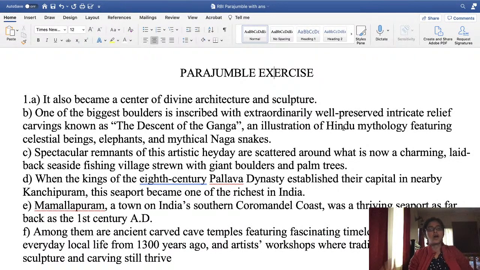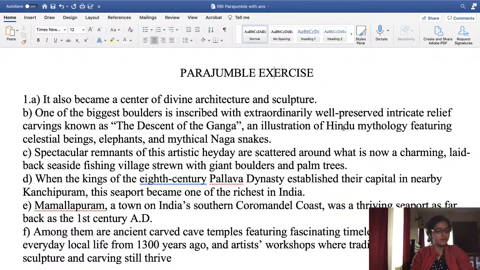Now let's move on. If it is about Mamallapuram, there would definitely be one sentence that will introduce you to Mamallapuram. Remember Roger Federer, the greatest tennis player of all times? So try to find out the sentence. Can you tell me which sentence introduces you to Mamallapuram? Which sentence? Tell me. E, Shivangi, very good. E, yes.